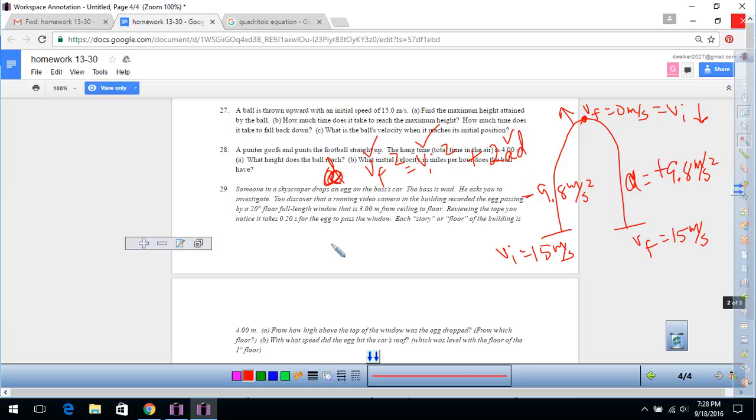How much time? All I did was take Vf equals Vi plus at and rearrange it for my time. Okay, and I know that Vf is 0, so negative 15 over negative 9.8 would give me my time. Then it says how much time does it take for it to fall down? Well, if it goes up the same distance that it falls, it should take the same amount of time to fall down that it did to rise. So that's pretty simplistic. You have a very symmetrical situation there.